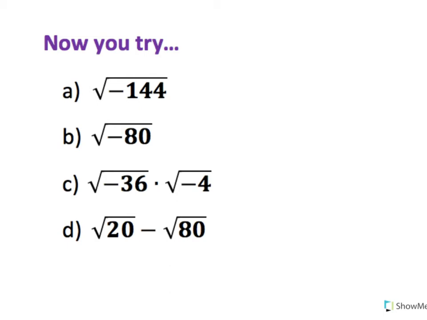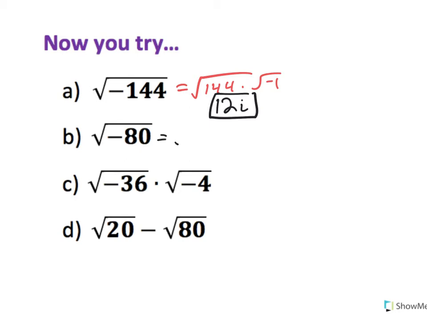So for the first one, 144 is a nice square number. In fact, you can split that up as square root of 144 times the square root of negative 1. Square root of 144 is 12 exactly, and the square root of negative 1 is i, so you should have got a final answer of 12i there for letter A.